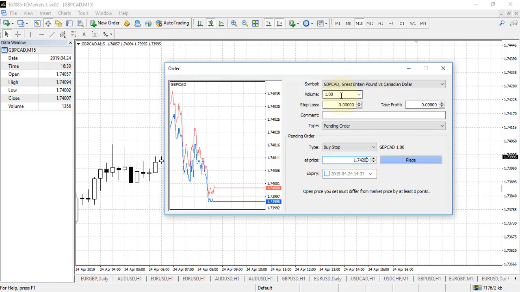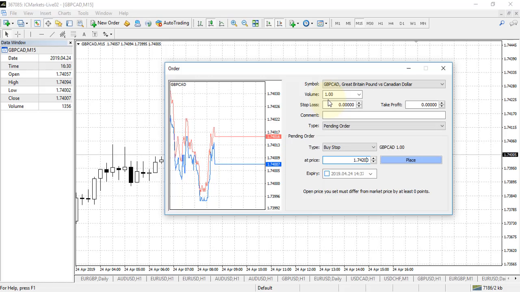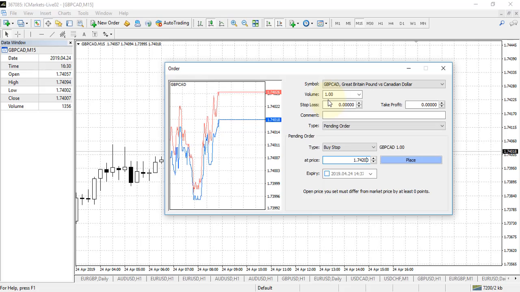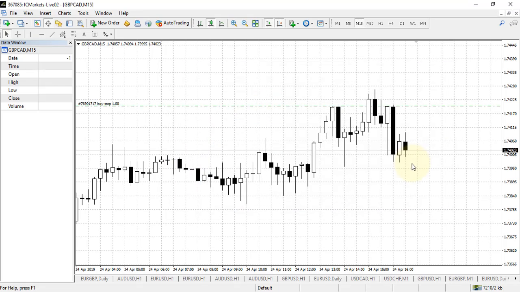For this occasion, I'm trading one standard lot. Yours might not be one standard lot. It might be less, it might be more, depending on the size of your account. But make sure your lot size doesn't allow you to risk more than 2% of your account. Okay, so we place the first buy stop.